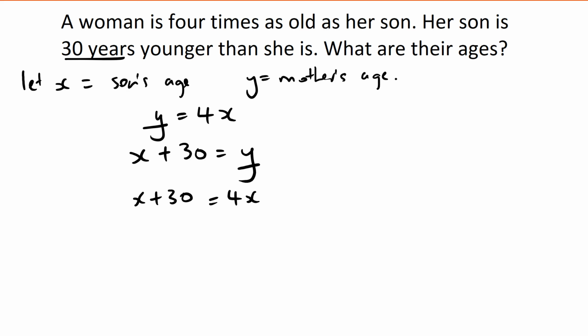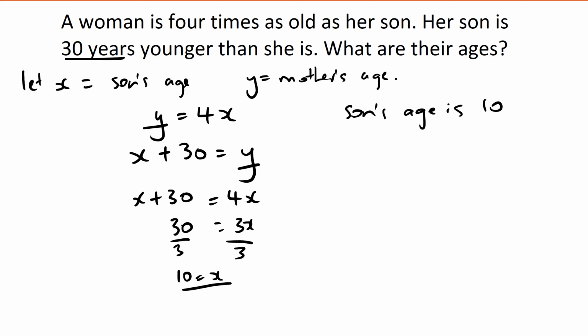Now I can just take away x from both sides. Divide both sides by 3 and you're left with 10 equals x. Now is that my answer? No. Son's age is 10. If the son is 10, the mother is 40. There's my two answers. Does that make sense? Looking at another example.